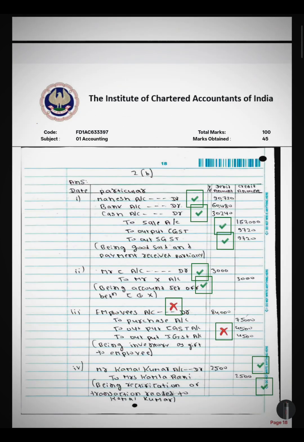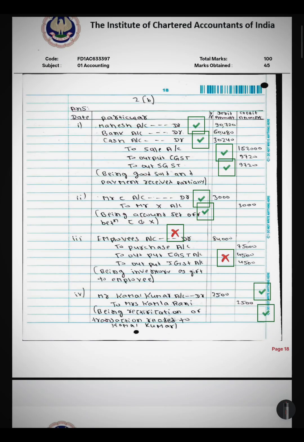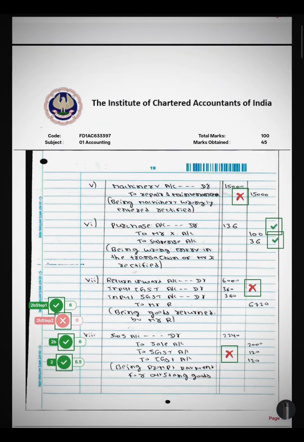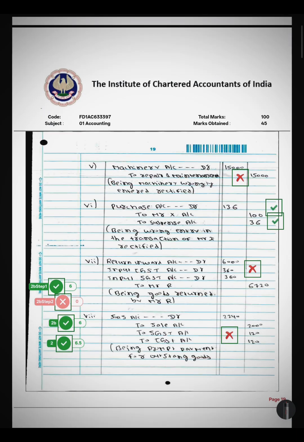And then after that I went to 2B here. It was for 12 marks, and it was a journal entry question. So as you can see, again I started with proper format and scaling. So the first entry was right, the second is also right, the third I did wrong, the fourth again it's right. After that, the fifth again I made wrong, the sixth again right, the seventh wrong, the eighth also wrong.